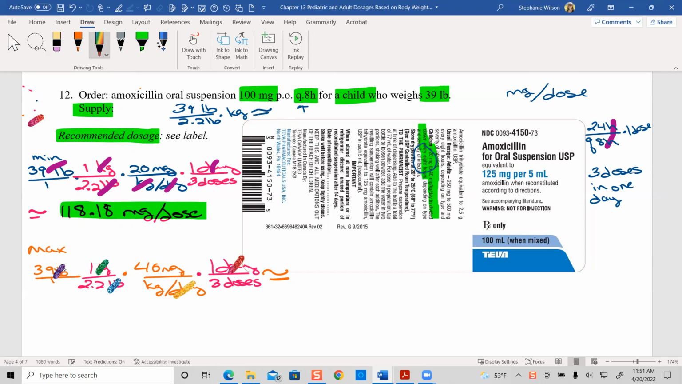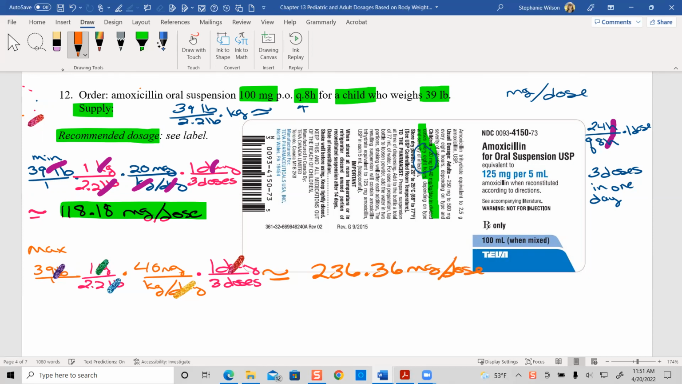All right, so now that I'm able to mark all that out, I have 39 times 40 times 1, all divided by 2.2 times 3. And I'm going to round to the nearest hundredths. That gives me 236.36 milligrams per dose. Okay, so that's the max amount.